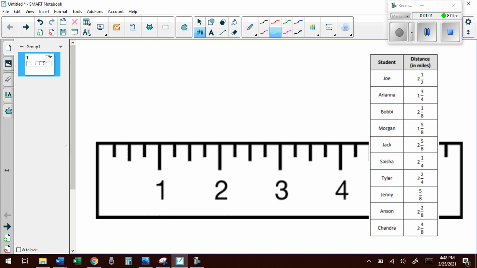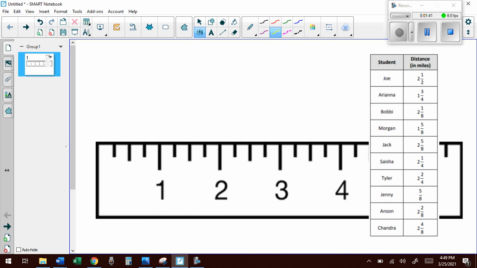We're going to look at these fractions here because we don't really know what to do with our ruler and line plot yet. So let's just take a look. We need endpoints. So look at these fractions. What do you notice? We're looking for the largest fraction and the smallest fraction. 2 1/2, 1 3/4, 2 1/8, 1 5/8, 2 5/8, 2 1/4, 2 2/4, 5/8, 2 2/8, and 2 4/8.